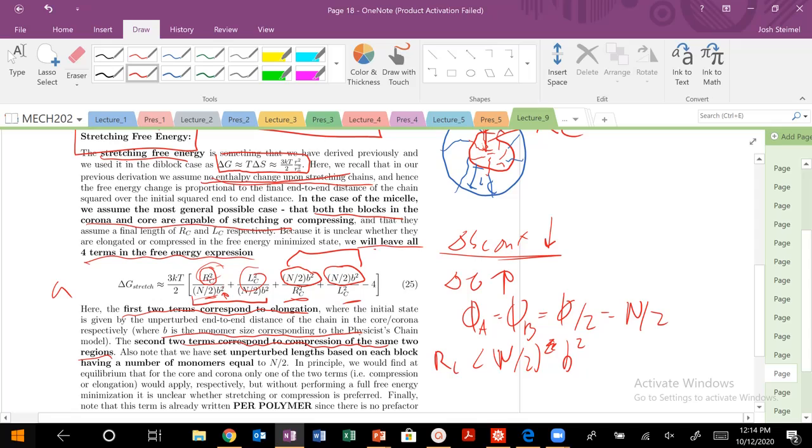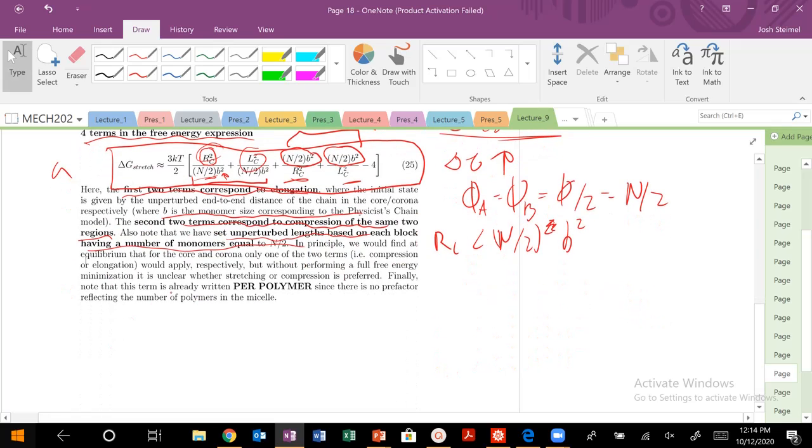So again, you can see the beauty of this free energy term because whether the core or the corona is compressed or elongated, we'll be able to capture it in this expression. So this is really, really nice. And again, unperturbed lengths are based on each block being n over 2, 50-50. That's what we're dealing with in this formulation.